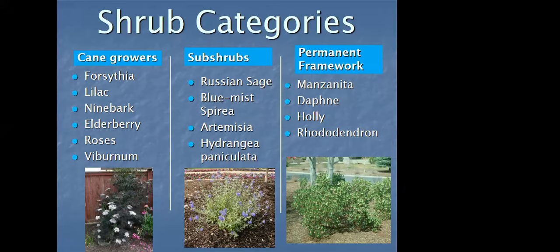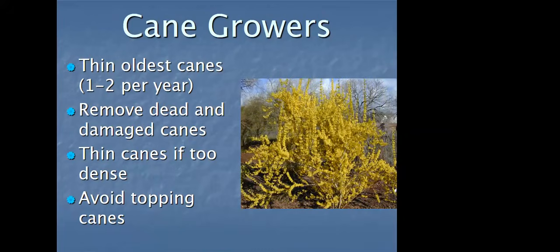Another category would be subshrubs, and examples of that would be blue mist spireas, Russian sage, artemisia, and some of the hydrangea can be subshrubs. And then you have your permanent framework plants. Examples of that would be our native manzanita. Rhododendron is a good example of a permanent framework. Holly, Daphne, not as common here. These usually do not have multiple canes coming up, but they have more of a permanent structure or framework, and the way you prune them is going to be different.